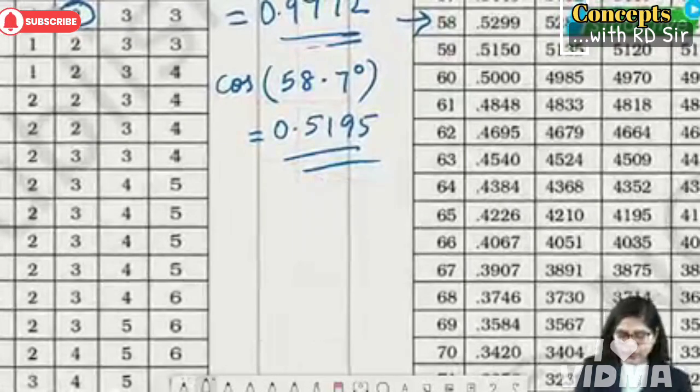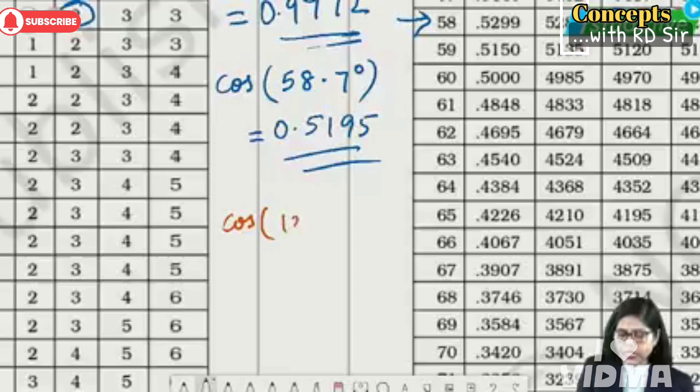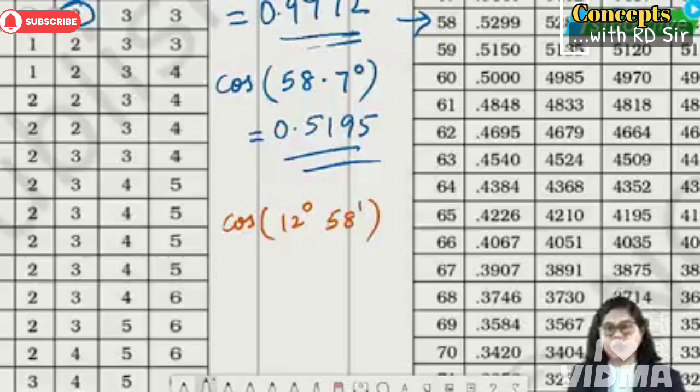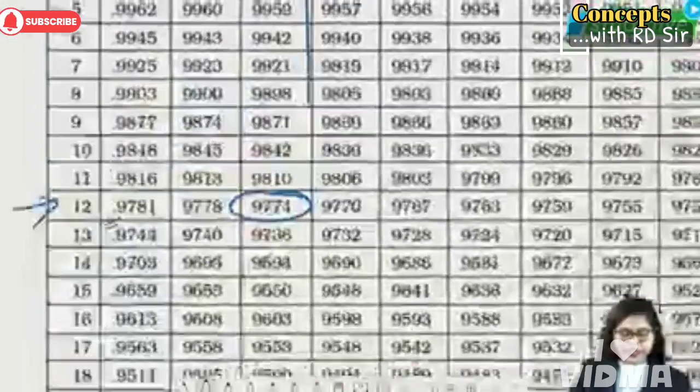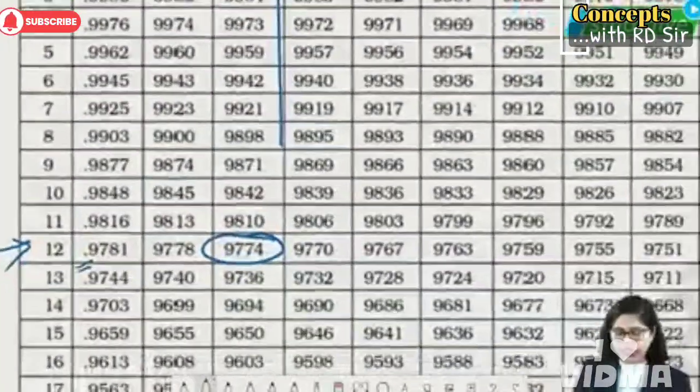Okay, now one more we can just check that. If I take another value as say cos of say 12 degrees, okay, and 58 minutes, 12 degrees 58 minutes. So again 12 degrees, let us search for that. 12 degrees, okay, 12 degrees already I have taken.